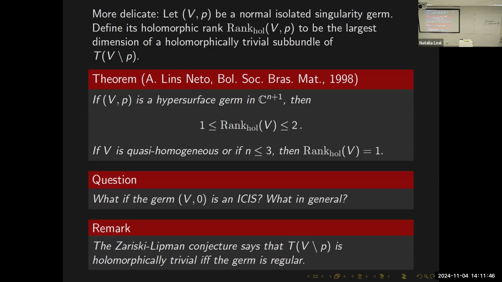So one question: this is for hypersurfaces. What about complete intersections? I don't know. And just a remark, the Zariski-Lipman conjecture says that if this bundle is holomorphically trivial, then the point is actually regular. So these are some interesting questions, I think.